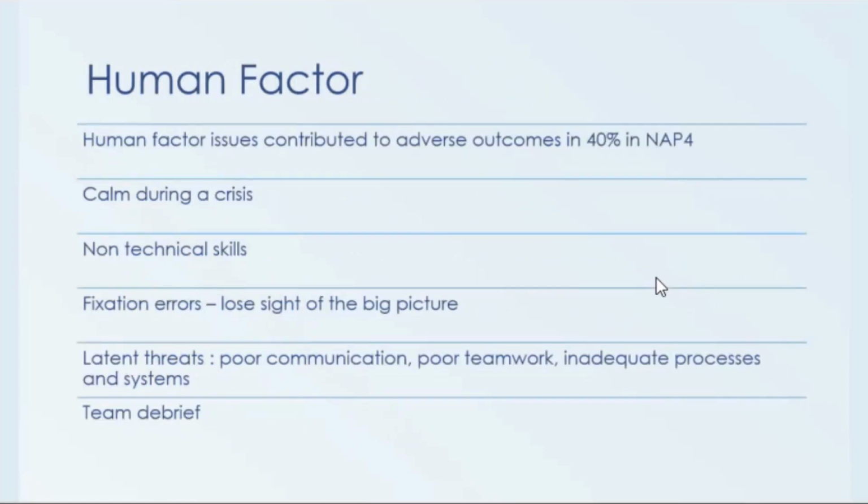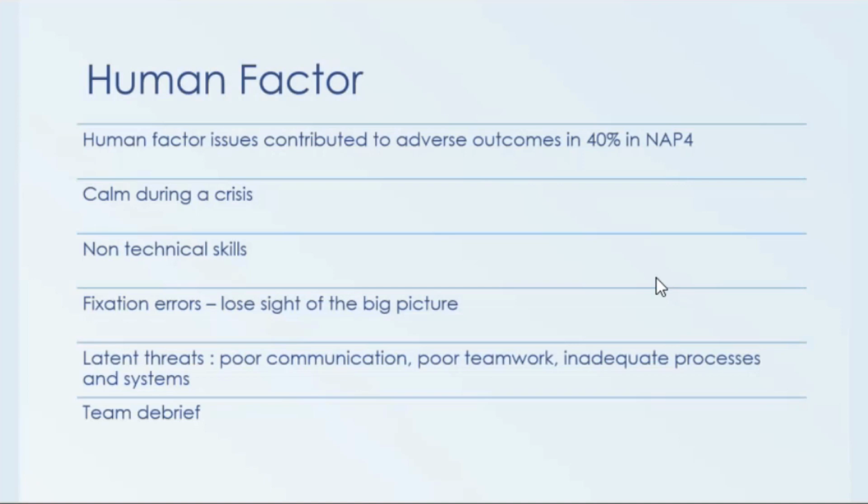In any scenario, any place, or any method that we use, human factor issues have contributed to adverse outcomes in about 40% of patients. This is according to the National Audit Project 4. So what it means is that all of us can't be Dhonis. We can't remain calm during a crisis. It's a virtue actually. But we can definitely aspire to be more calm by repeated practice or repeated simulations.